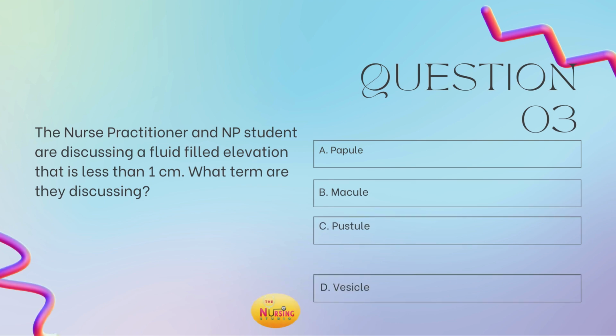All right, and lastly, question number 3. The nurse practitioner and NP student are discussing a fluid-filled elevation that is less than 1 centimeter. What term are they discussing? Is it A, a papule, B, a macule, C, a pustule, or D, a vesicle? Take a moment and tell me what you got, you guys.